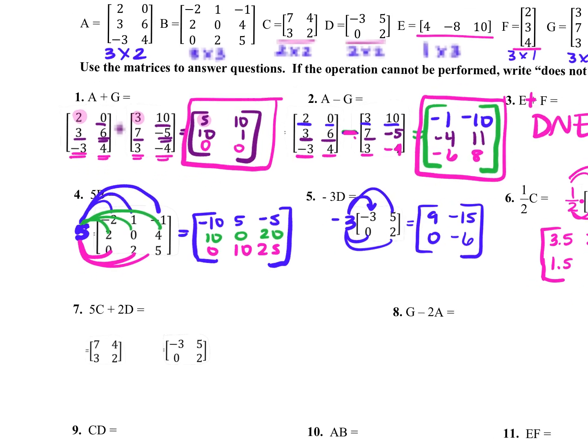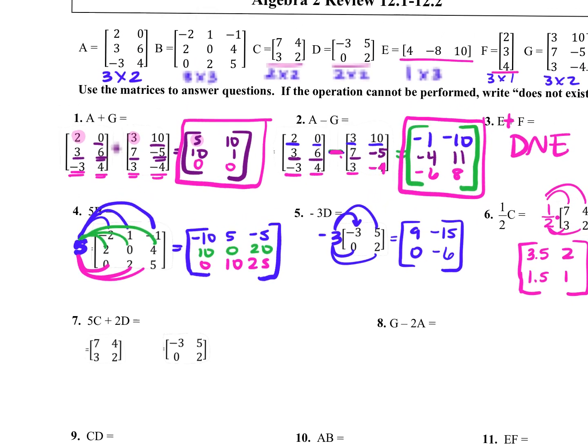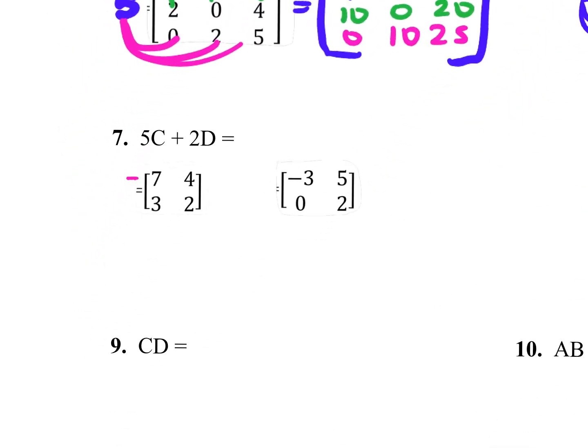And we are doing 5 times this first one plus 2 times that second one. So first we're going to multiply and then we will do our adding. So 5 times 7 is 35. 5 times 4 is 20. 5 times 3 is 15. 5 times 2 is 10.